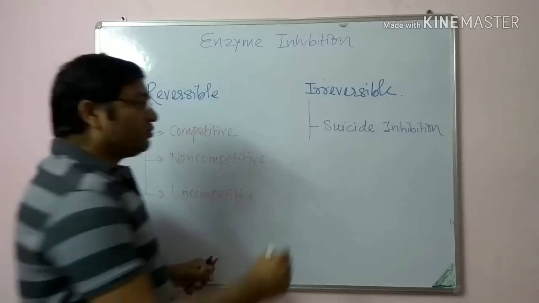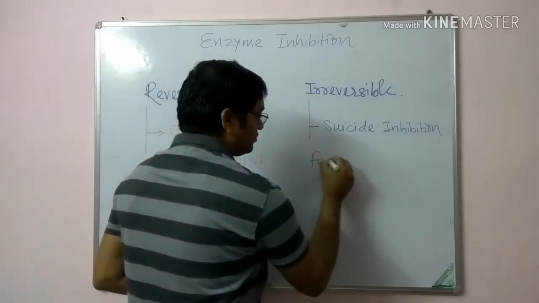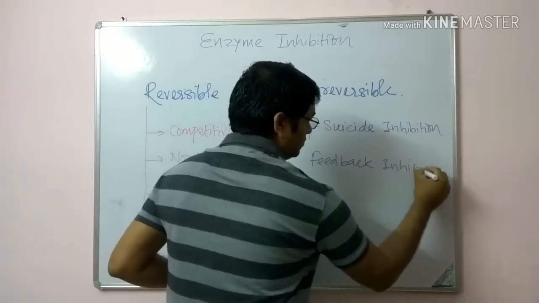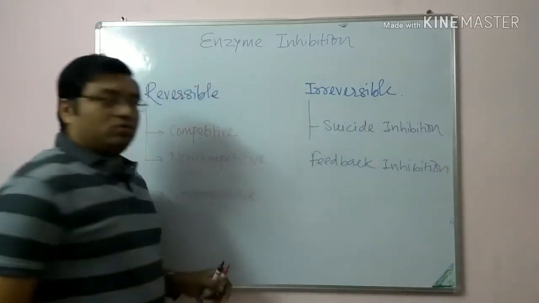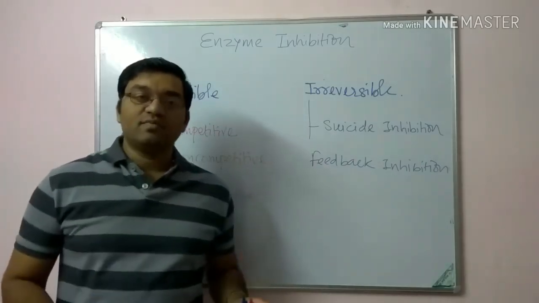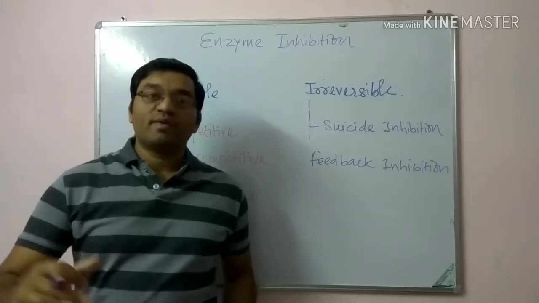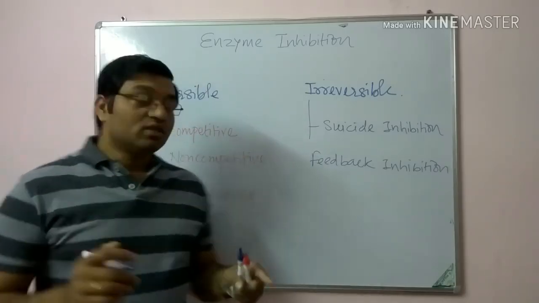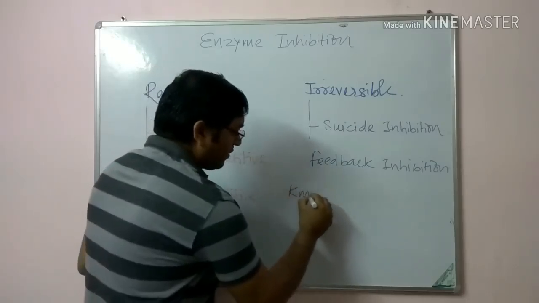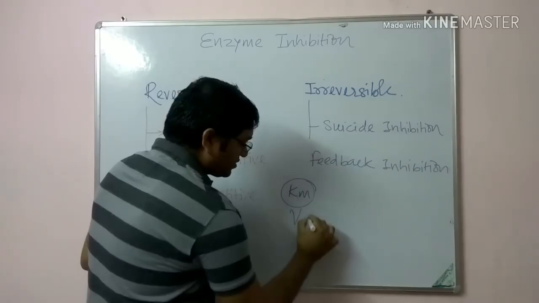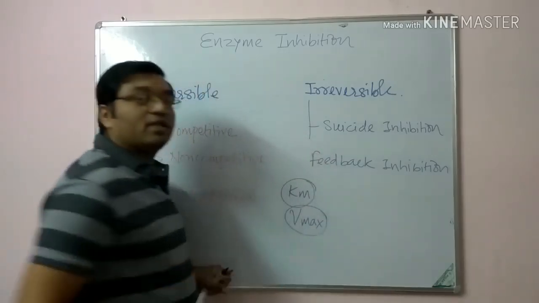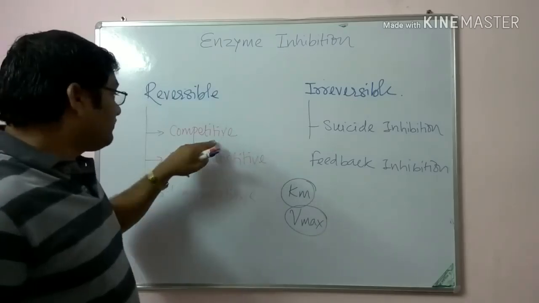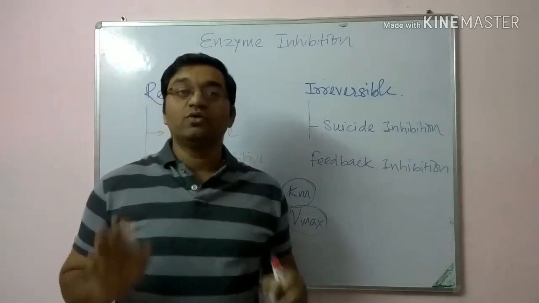Again we will discuss what we mean by feedback inhibition. Feedback inhibition is an important topic in enzymes. Also it covers a lot of MCQs. There are a number of MCQs on this topic, especially on the Km value, what happens to Km value and Vmax in various types of inhibition. And there is a special short note on this topic, that is difference between competitive and non-competitive inhibition.